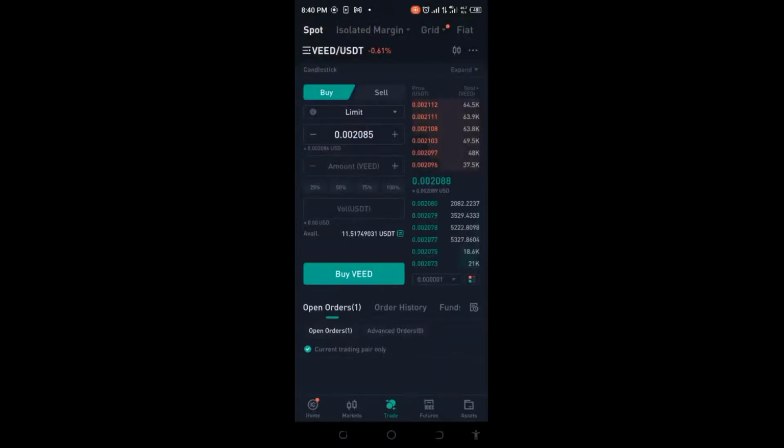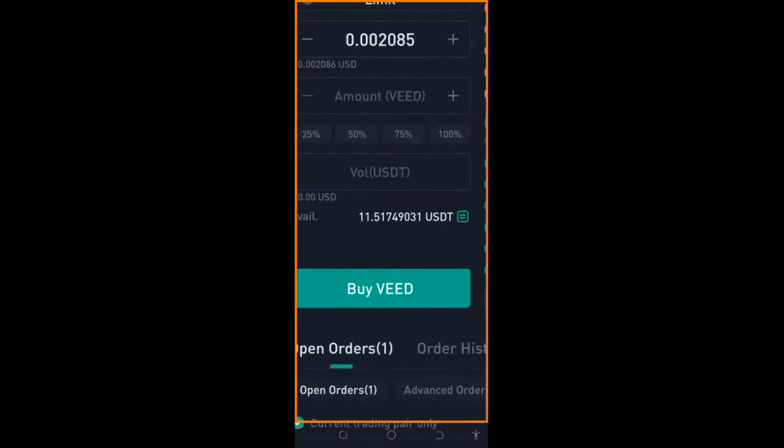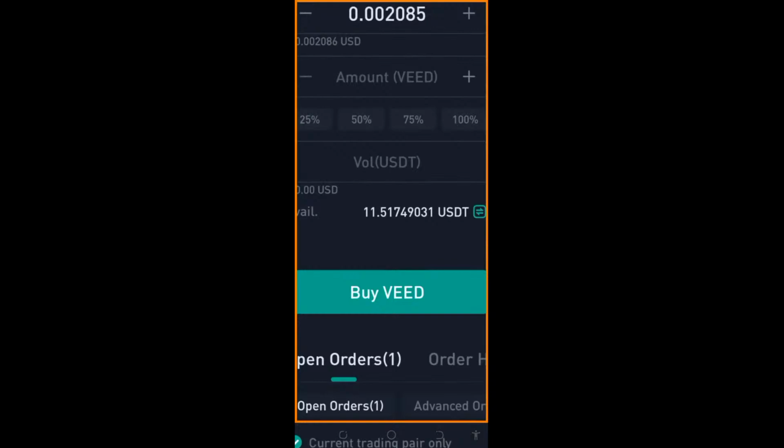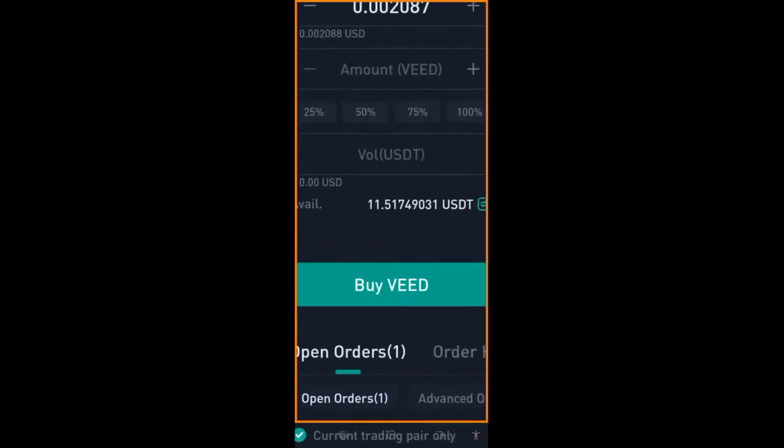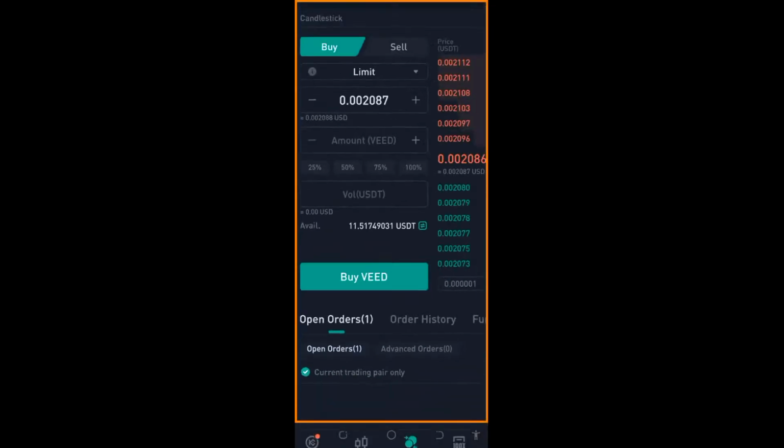Okay, so I've put in my verifications and let's see how it went. We have 11.51. Actually, we should have gotten more, but as you can see, the price has been fluctuating up and down. We were able to sell it at 0.002085. That's how much we sold it. Now it changed to 87. It will keep on going up and down, right? Now, the truth of the matter is, we started out this trade with 11.47, okay?